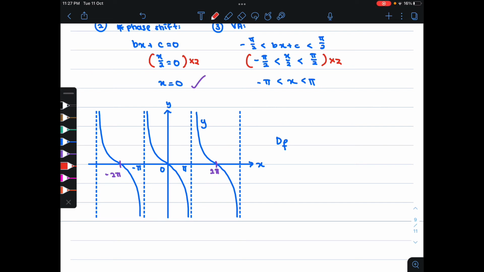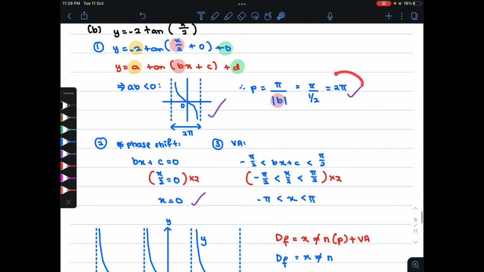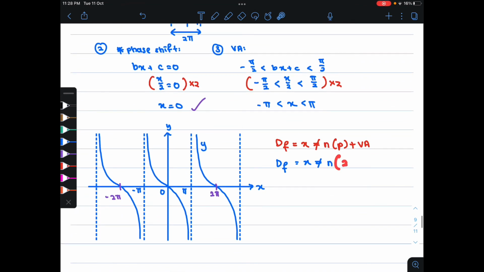Now to find the domain, don't forget that the domain is x must not equal to n times the period plus the vertical asymptote. So it's going to be x must not equal to n times p, and p is 2 pi. So n times 2 pi, you must simplify it. So it's going to be 2n pi. And then we're going to add the vertical asymptote. For the vertical asymptote, you're just going to take a look at the vertical asymptote right here and take the positive value. So the positive value is pi. So that's how you find the domain.